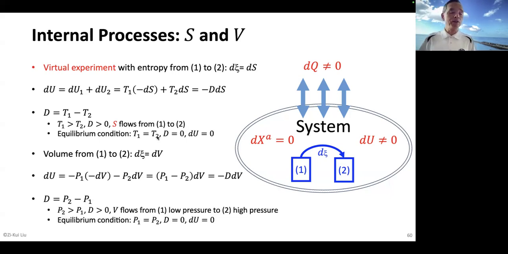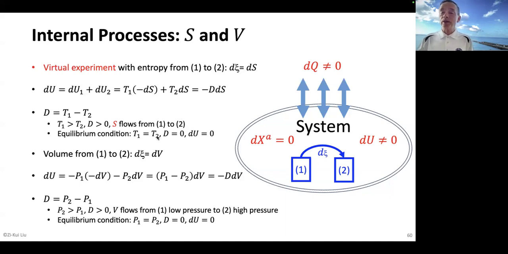Now we get d equal to P2 minus P1. So now we can see that if P2 is larger than P1, d is larger than 0. That means region 2 has a higher pressure than region 1, so we're going to have volume flow. Volume flows from region 1, which is low pressure, to region 2, which has higher pressure, so it tries to expand that volume in region 2 so the pressure can decrease.